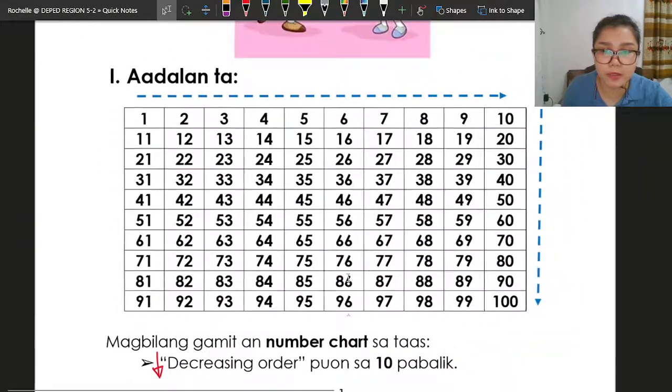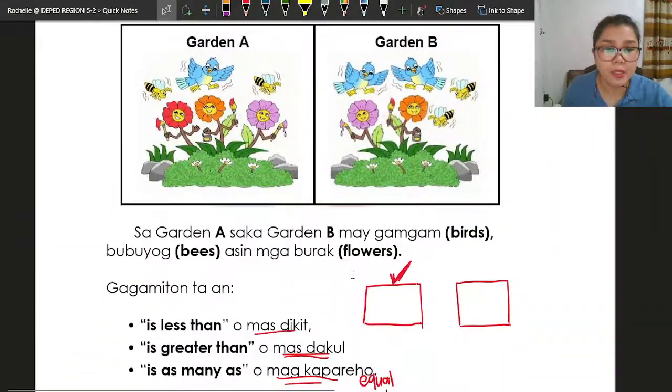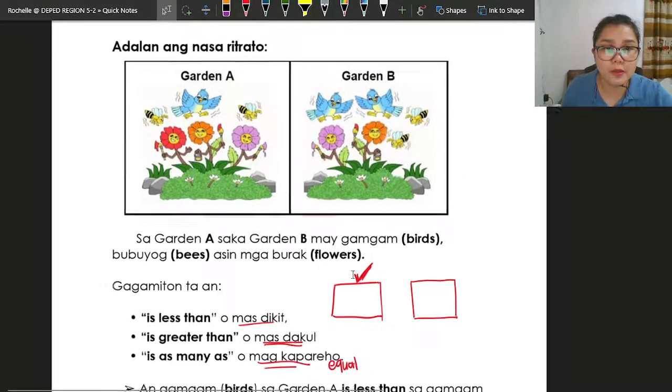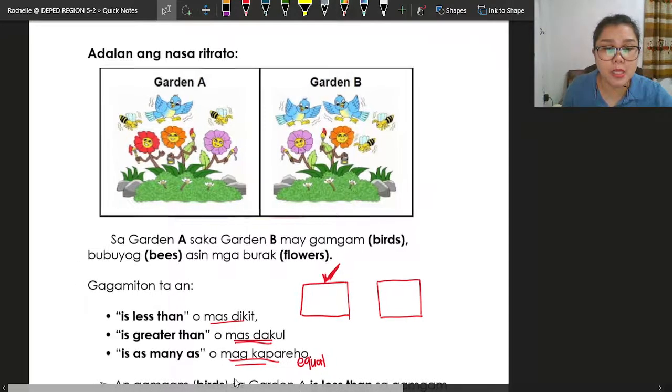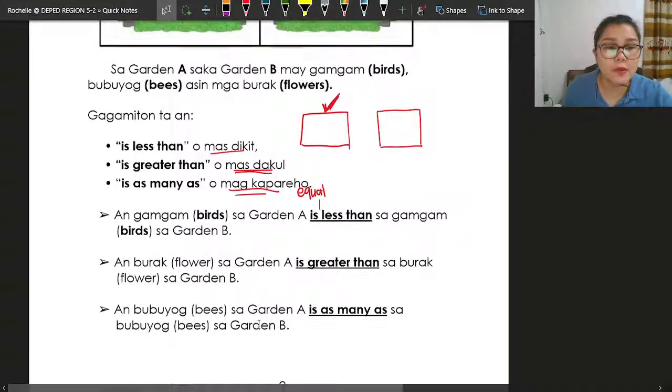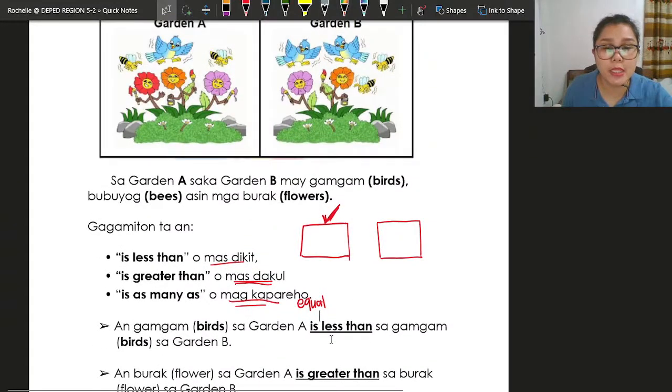Okay, I'll make it smaller para makita. Okay, so we are going to refer to the objects dyan sa garden A and sa garden B. Okay, so ang gamgam sa garden A is less than sa gamgam sa garden B.